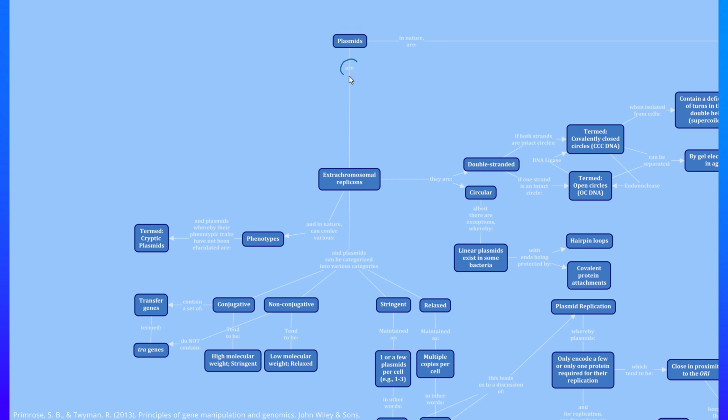So plasmids are extrachromosomal replicons, and in nature, they confer various phenotypes. Plasmids whereby the phenotypic traits have not been elucidated are termed cryptic plasmids. Now, plasmids can be categorized into various categories.